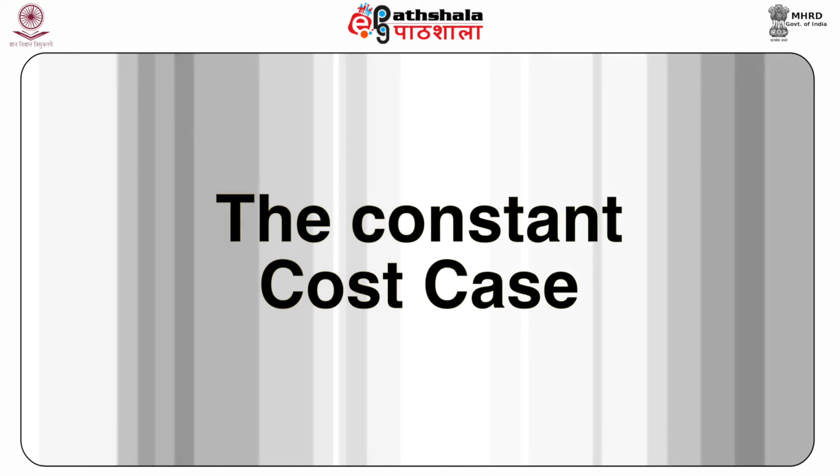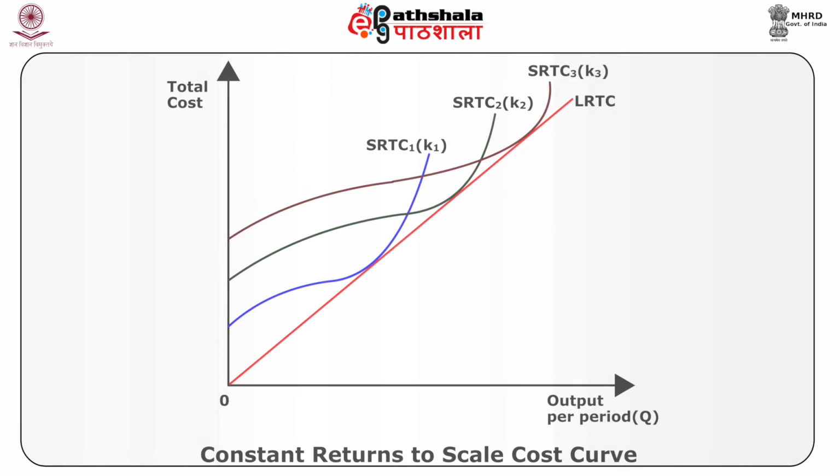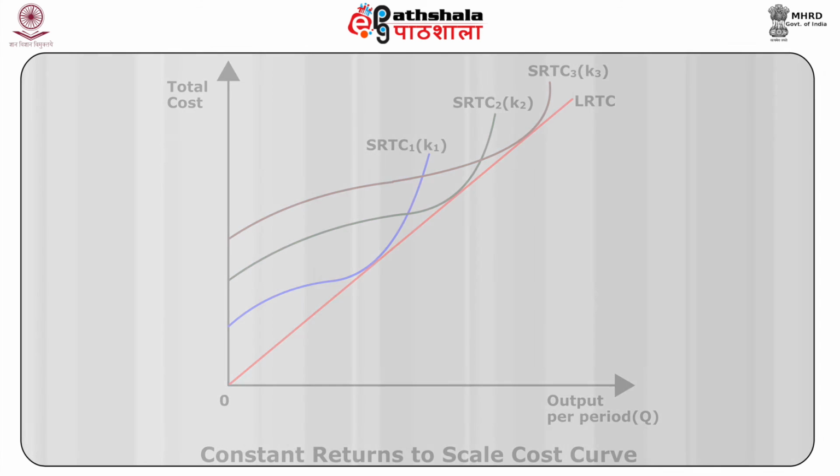The constant cost case. There is a case when the production function exhibits constant returns to scale. In that case, in the long run, the costs are proportional to output produced. Figure 2 represents such a case. In this case, the LRTC is a straight line through the origin. Figure 2 shows constant returns to scale cost curve.